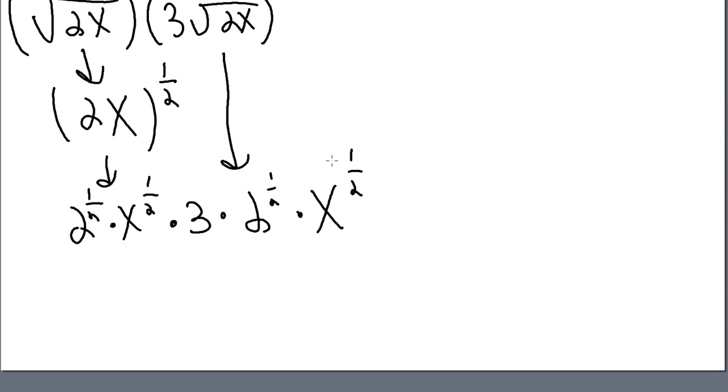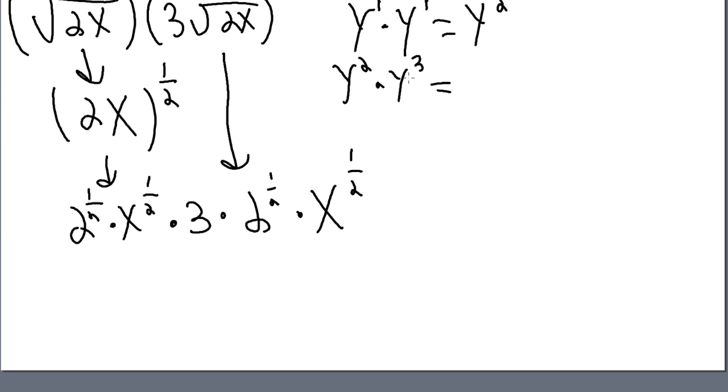We did that in the last example too, when we had y times y got us y squared, because both y and y are raised to the first power. Similarly, if we had y to the second power times y to the third power, what would we get? Y to the fifth power. Because when you're multiplying variables, you are adding together the exponents.